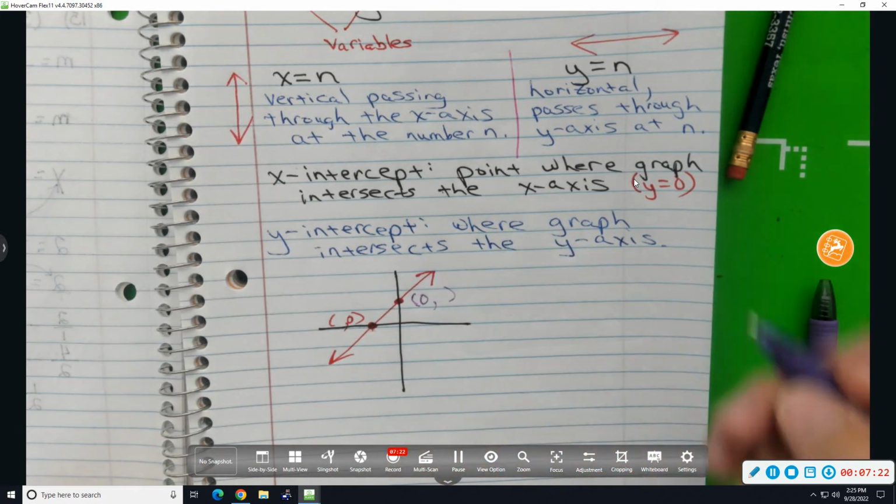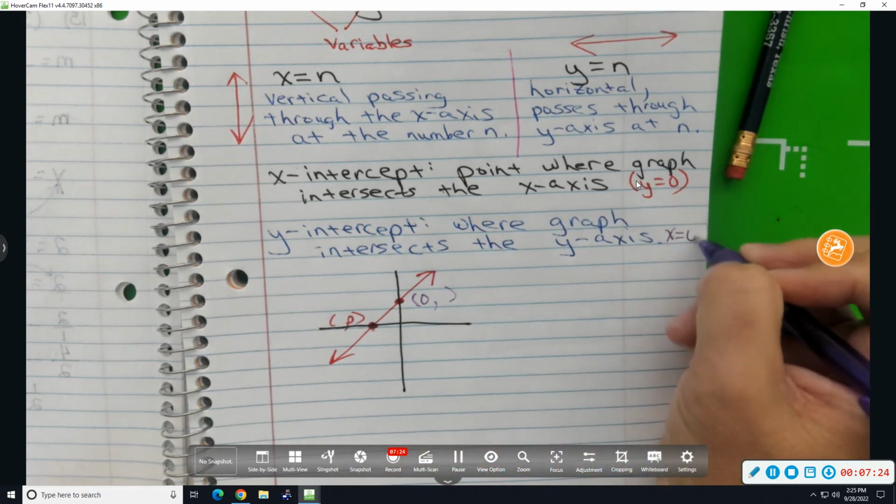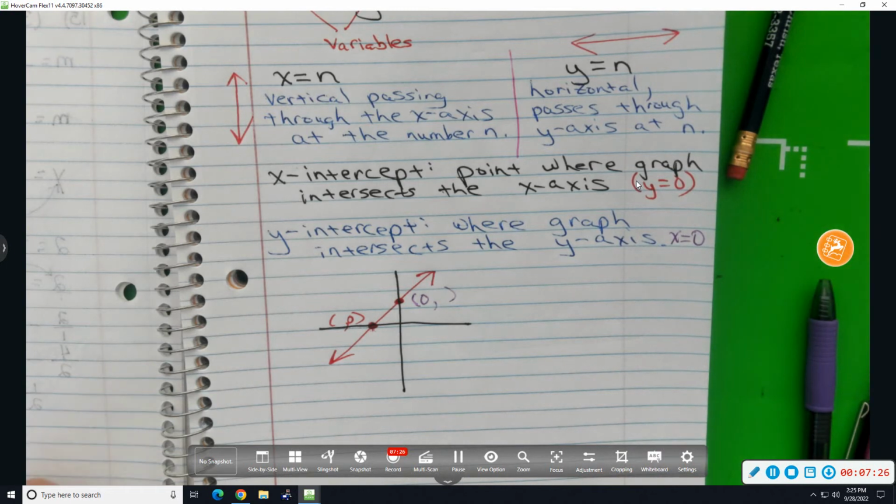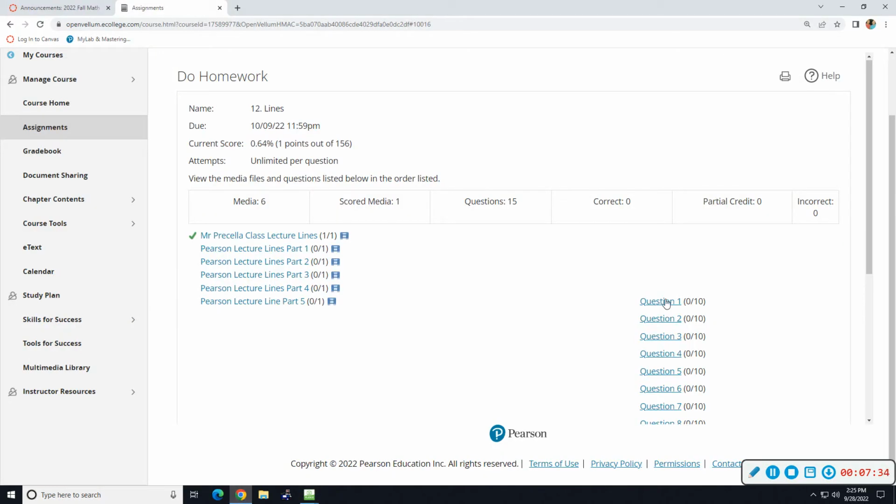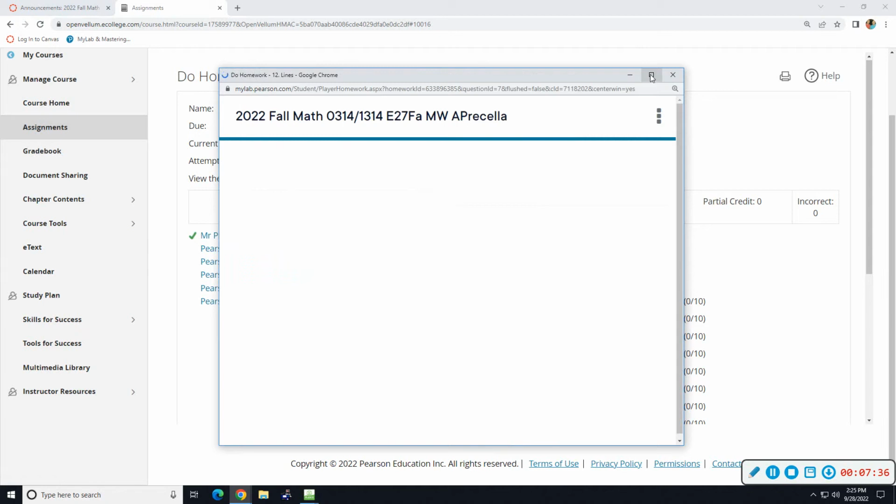So do y'all remember my mentioning that? When we graphed lines, we plugged in 0 for x and then we plugged in 0 for y. We were finding the intercepts. Okay. So with that in mind, problem number 1.